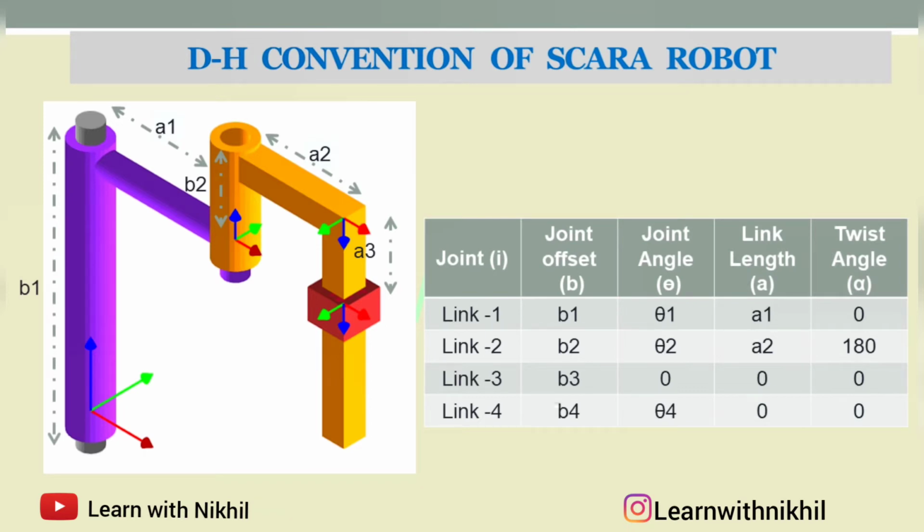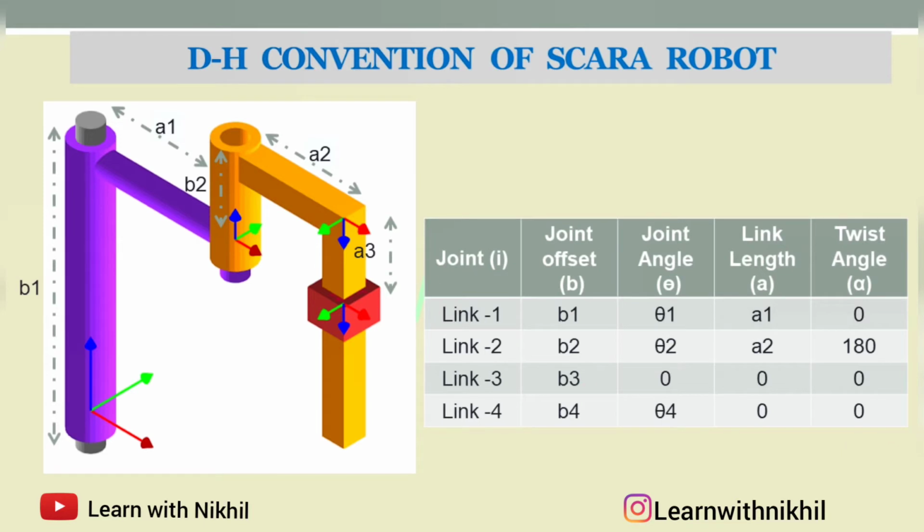Finally, for the fourth link, there is a rotary joint behind this and it is in parallel with this position. So again it is a rotary joint, so there is some joint offset. The joint angle theta will be there. The link length and the twist angle both are 0, as it is just behind this. It is a rotary or twisting type of joint, so it is behind this. So there is no link length and the twist angle is also 0.